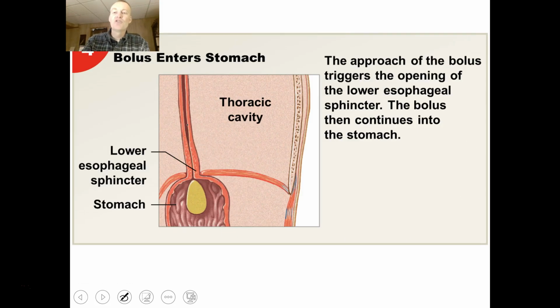So as food approaches the stomach, the lower esophageal sphincter right here will relax, and it will open up and allow food to slide on in. Once the food is in, this sphincter will contract so that stomach acid won't make its way back up into the esophagus, because that's not where you want stomach acid to be, in your esophagus.